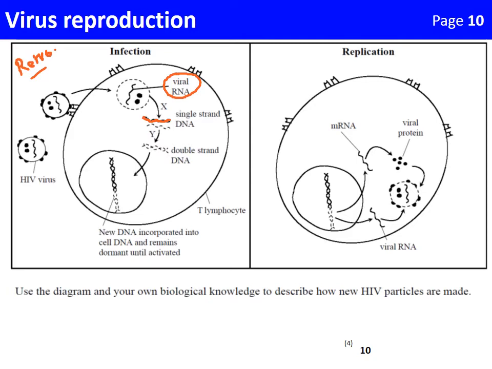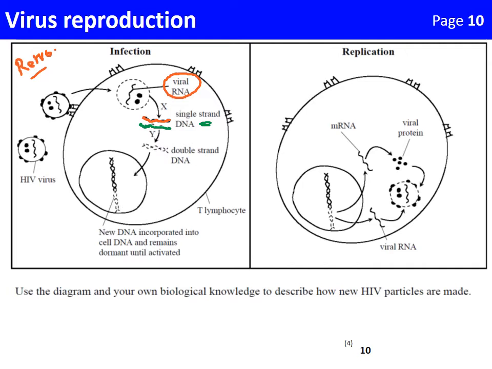DNA nucleotides align next to the exposed bases, here in green. Reverse transcriptase is an enzyme that will then link together the DNA nucleotides into a new single strand of viral DNA that's complementary to the original viral RNA. The reverse transcriptase enzyme has also got the ability to break down the original strand of RNA, so that gets degraded, and that leaves the single strand of DNA.